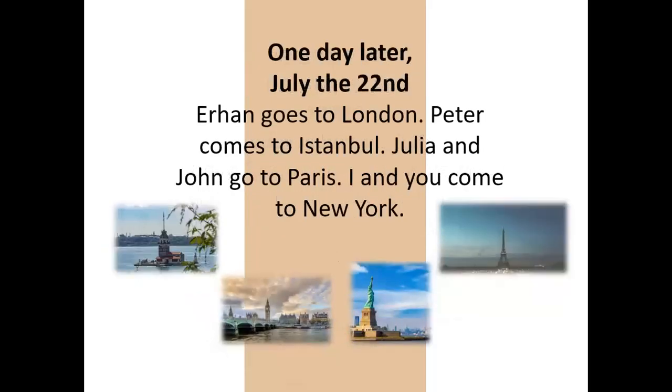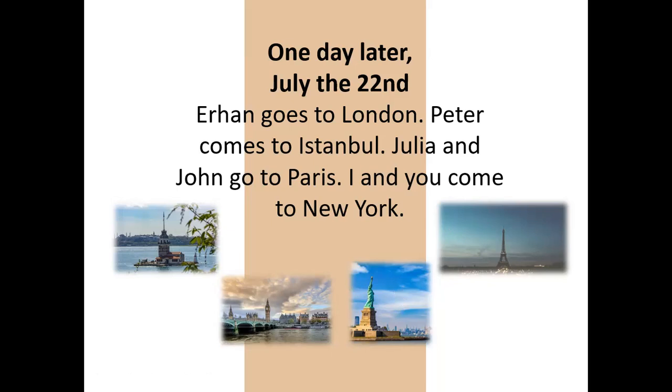Let's go ahead. One day later, what happens? Again, present tense. What happens on the 23rd of July? Erhan goes to London, from Istanbul to London. Peter comes to Istanbul from London. So easy. Let's keep it in mind. Julia and John go to Paris from New York. And I and you come to New York from Paris. Let's see what is next.